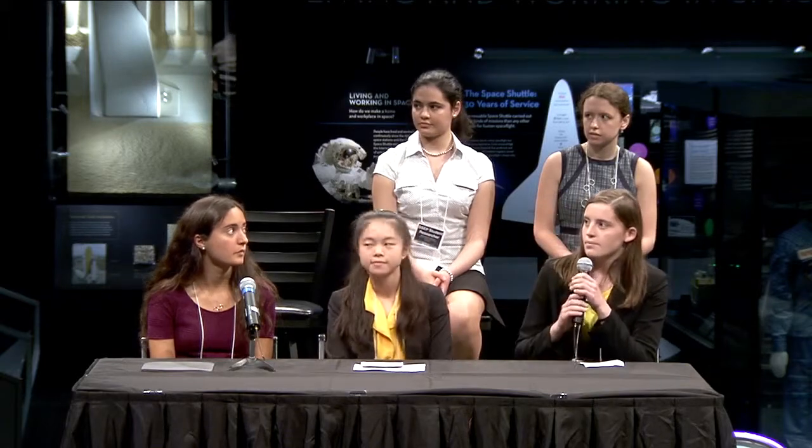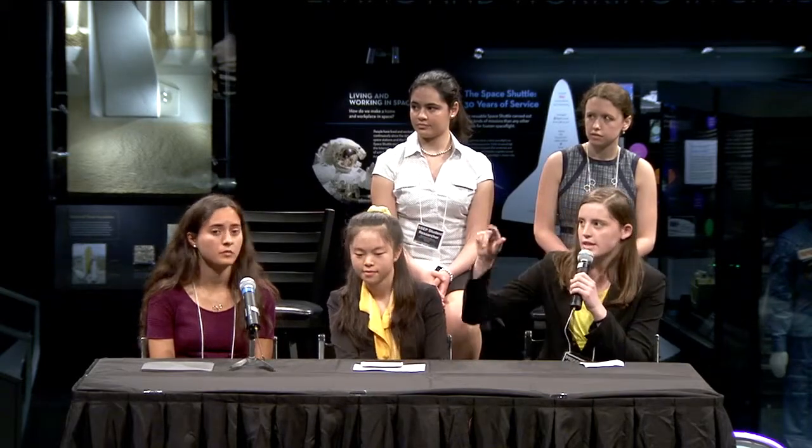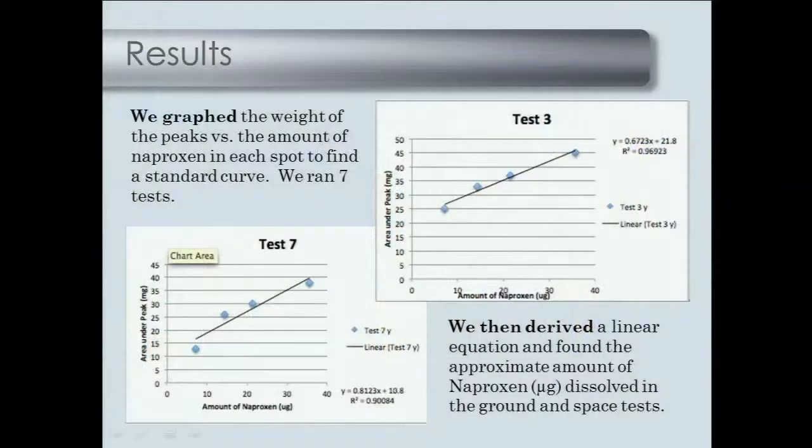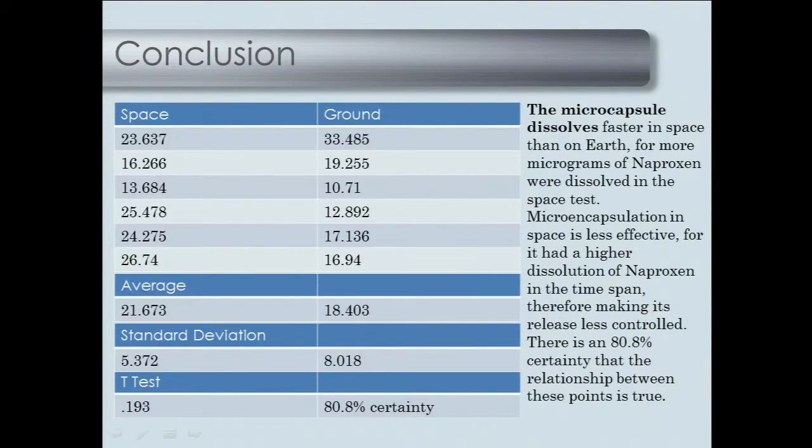Next slide. So here you can see the intensity curve. Once we derived this equation, we were able to plug in the y value and eventually solve for x, the unknown concentration of naproxen. And we took an average of these 7 trials. Next slide. And from these trials, we were able to see that more naproxen dissolved in solution. And this told us that microencapsulation in microgravity is less effective because more naproxen dissolved.